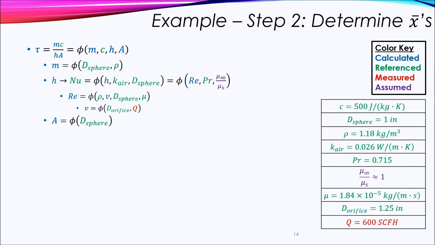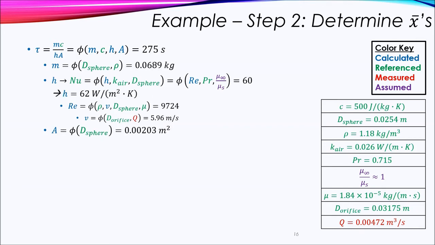Now we can just plug the numbers into the equations that are relevant, and here we've got each of these plugged in. Notice that I added H is equal to 62 watts per meter squared Kelvin, and the reason why I did that is because, remember, the H comes from the Nusselt number, which I calculated out at 60, and then I resolved that for H and then calculated what that value is.